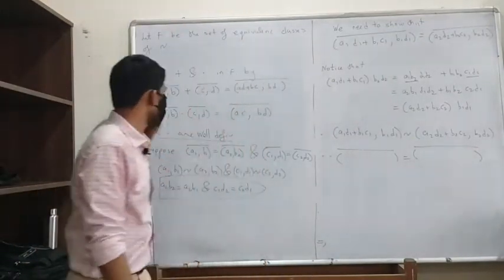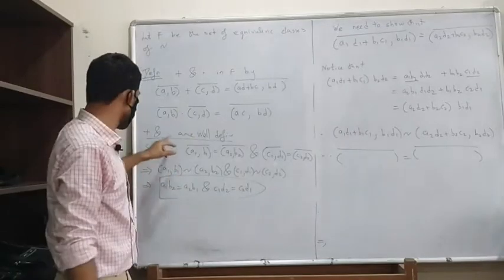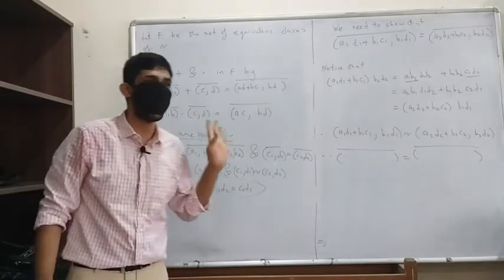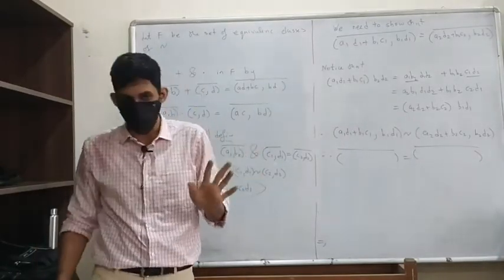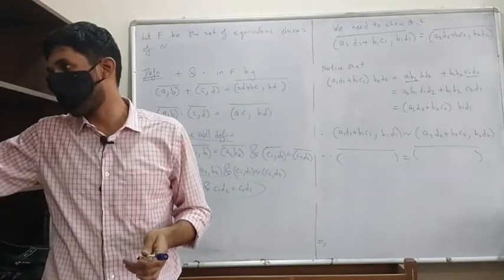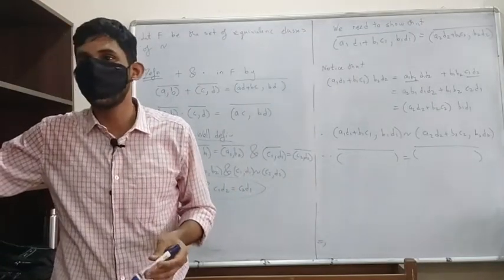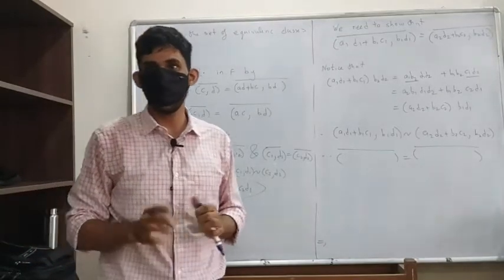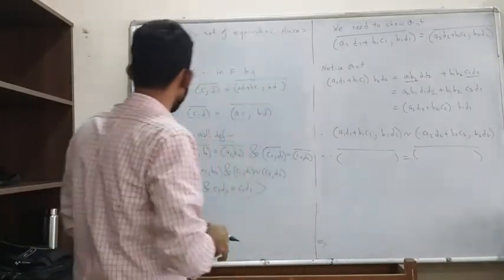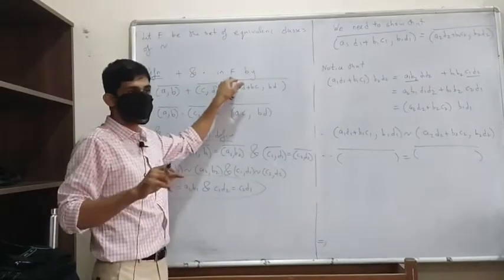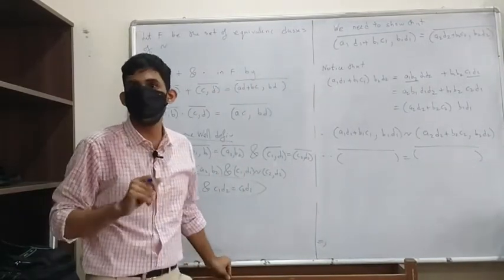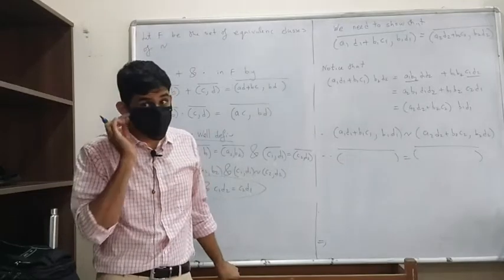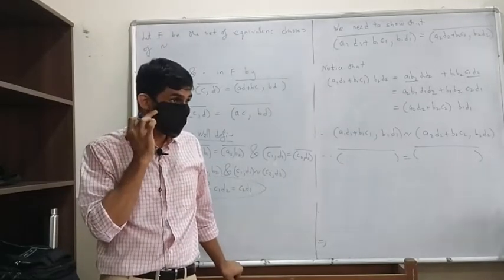I will leave that to you: prove that the dot is a well-defined operation. So plus is a well-defined operation, and you need to prove that dot is a well-defined operation. What is the next thing to do? To actually prove that F is a field. You have to prove that plus is a nice operation, that is, F with plus forms an abelian group.